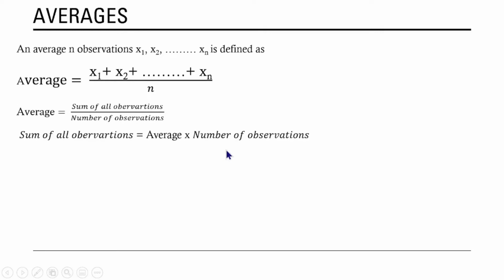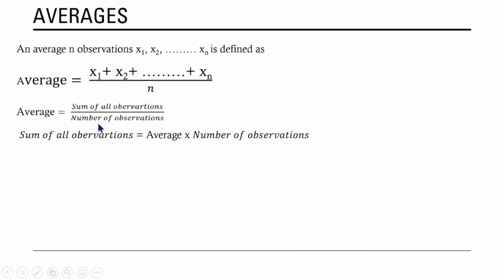So first we will see what are averages. If we have n observations, say x1, x2 up to xn, then the average of those n observations x1, x2 up to xn is defined as average is equal to the sum of all these observations x1 plus x2 plus up to xn divided by n, or in other words, average is equal to sum of all observations divided by number of observations.